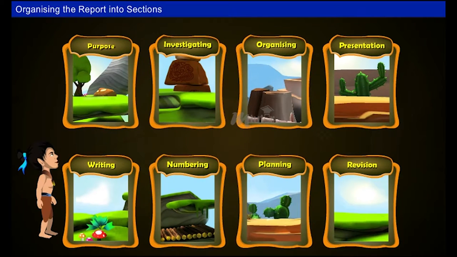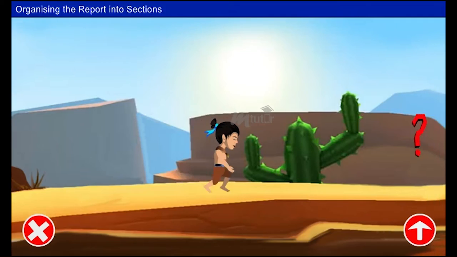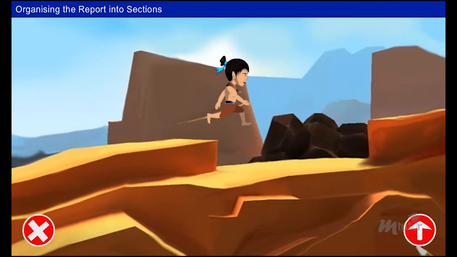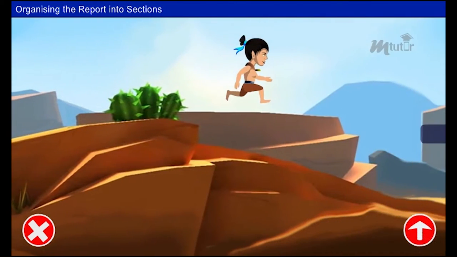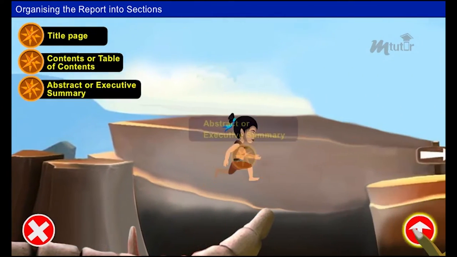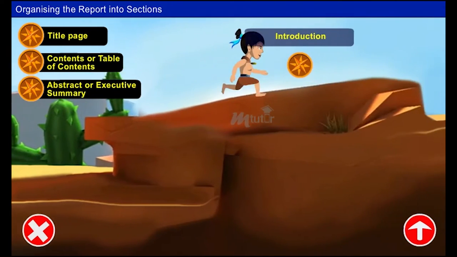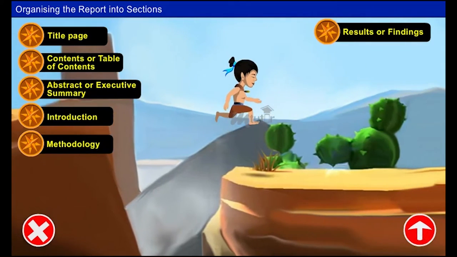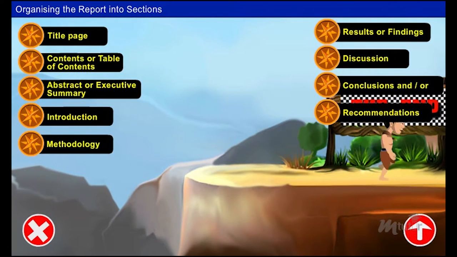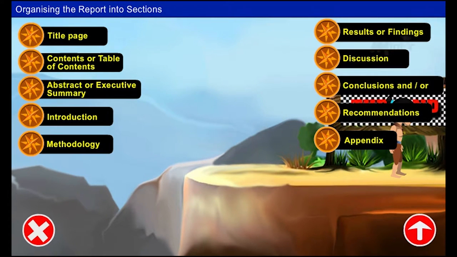The third stage is organizing the report into sections. The importance of organizing the report is to make it easy for the readers to find the information they want. Reports can be set out in the following parts, but each section may or may not contain subsections. Title page, contents or table of contents, abstract or executive summary, introduction, methodology, results or findings, discussion, conclusions and or recommendations, appendix. These parts are the basic parts of a report. However, the number of parts may either increase or decrease based on the needs of an organization.